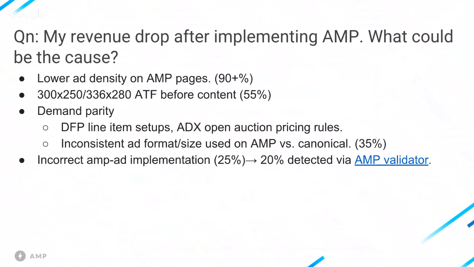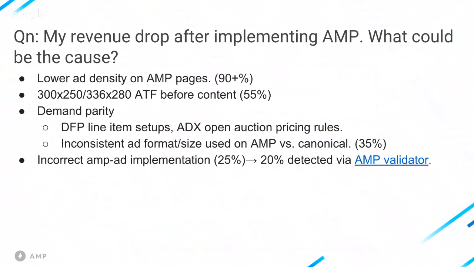Question number 2, my revenue dropped after implementing AMP. What could be the cause? So during my presentation, I think I shared a couple of possible causes. But on top of that, I was actually doing research about 2 weeks ago on the top 50 websites that have AMP but perform less than Canonical. I looked at the top 50 one by one. The most common reason is lower ad density. So 90% of them have a lower number of ad units per page on AMP versus Canonical. So that's one thing for you to consider.